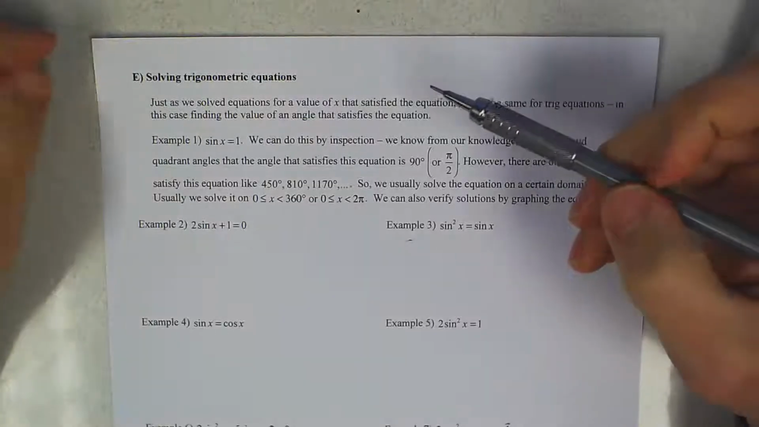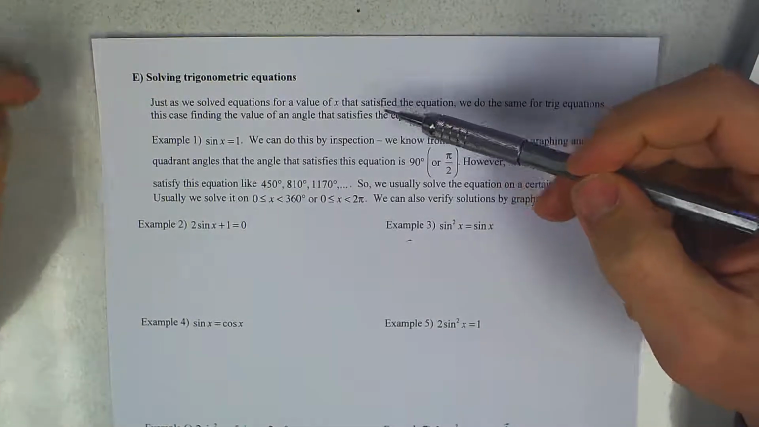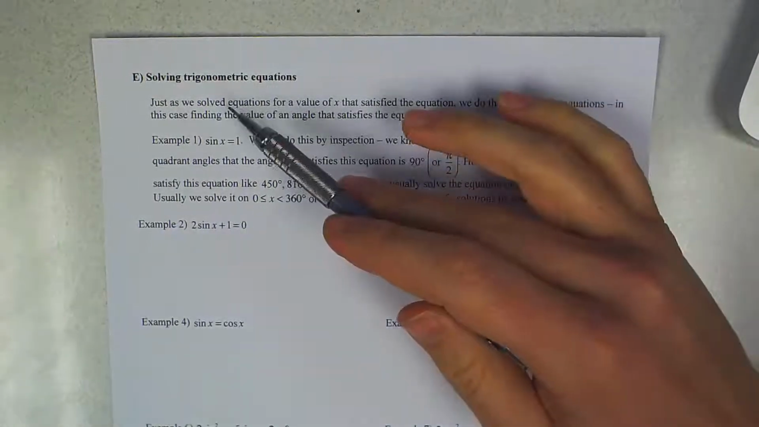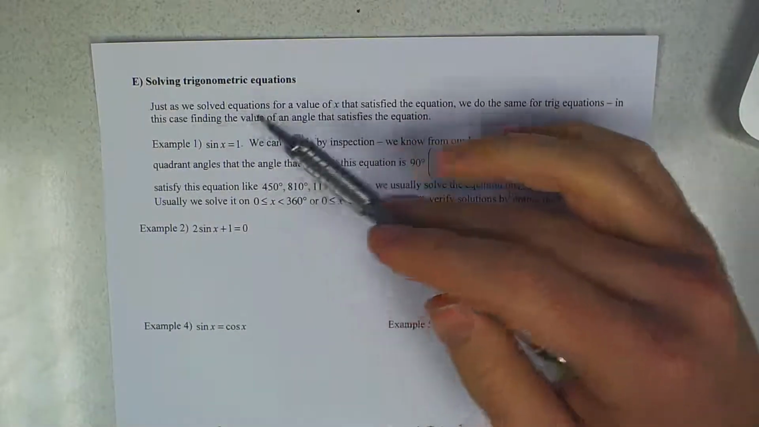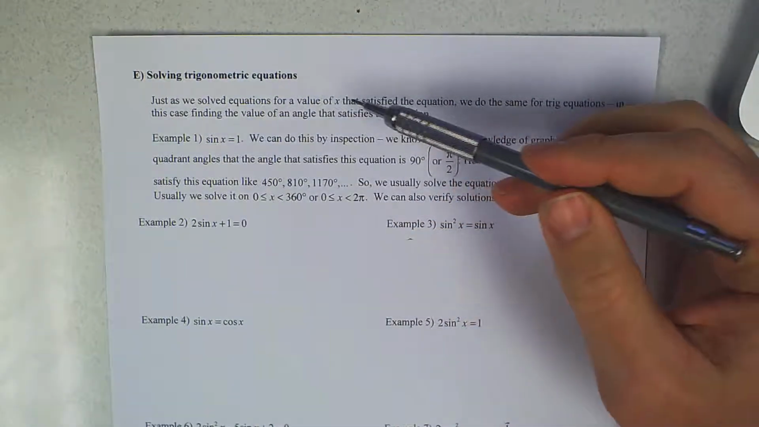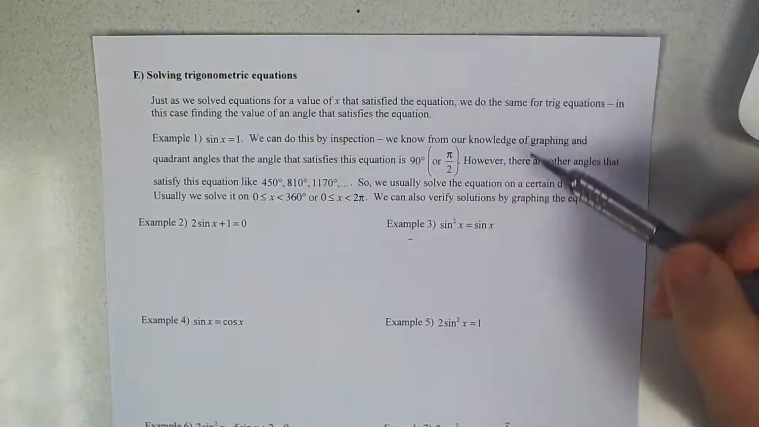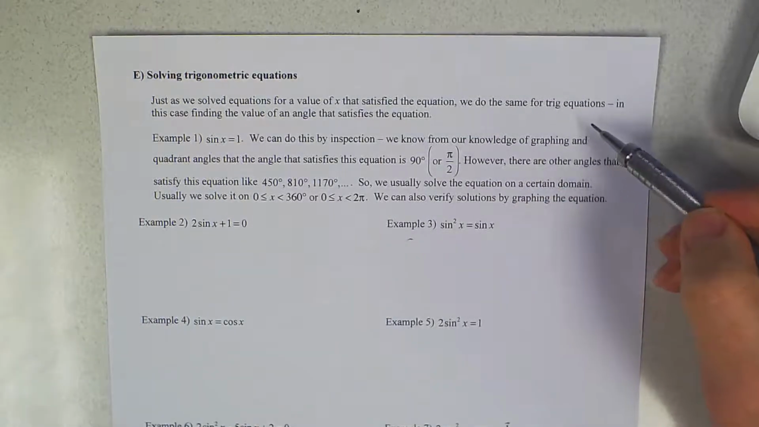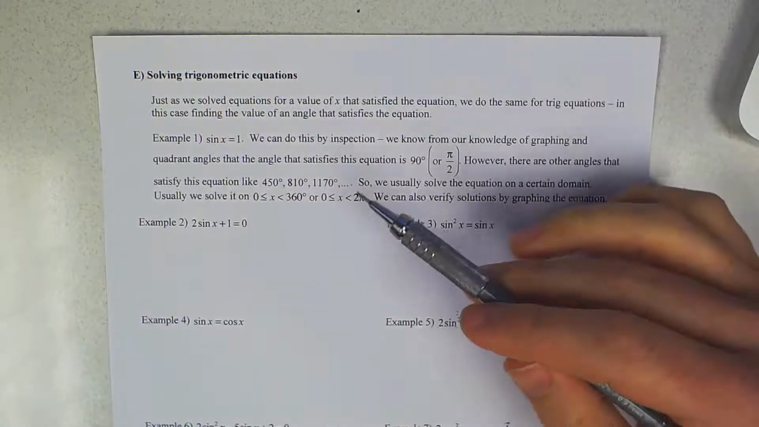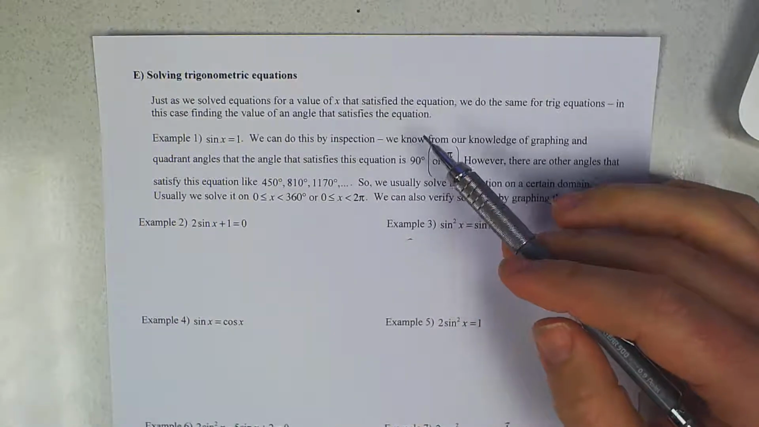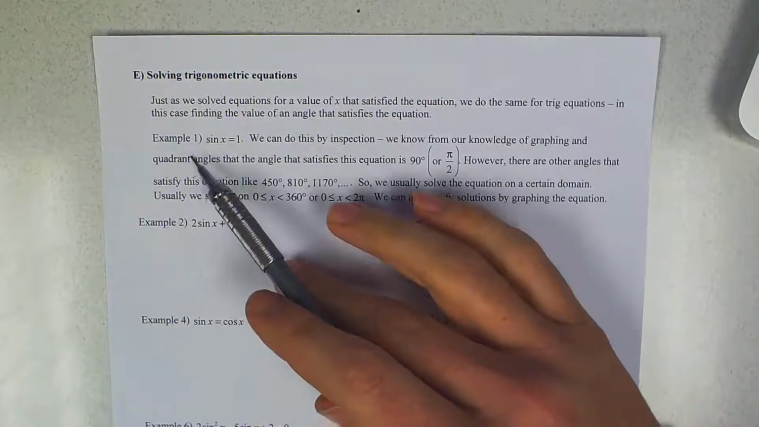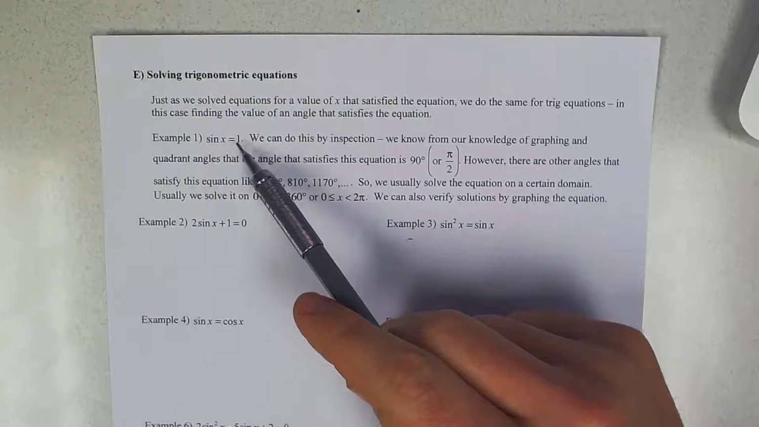Good morning, guys. So this is finishing up Unit 5 notes, solving trigonometric equations. Just as we solved equations for a value of x that satisfied the equation, we do the same for trig equations. In this case, finding the value of an angle that satisfies the equation. So for example 1, sine x is equal to 1.